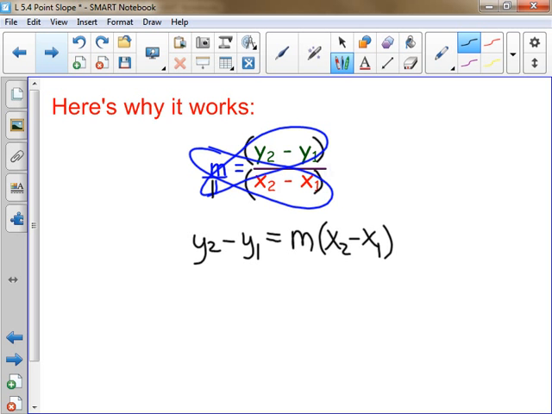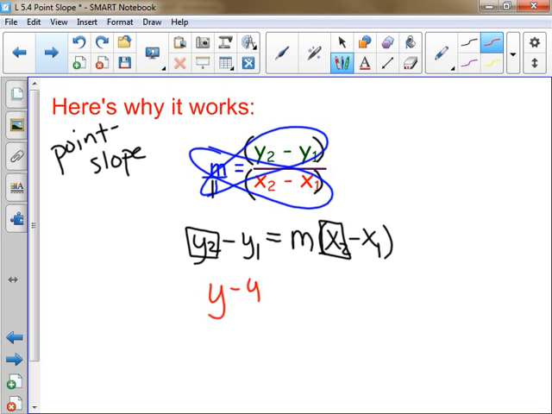Now because this form of a linear equation is called the point slope, it just implies that you have one point. So this y coordinate and this x coordinate will be variables. So I'm just going to replace y2 with just a simple y, and this x coordinate with a simple x. And there it is. That is the point-slope form, and that's how it came about.